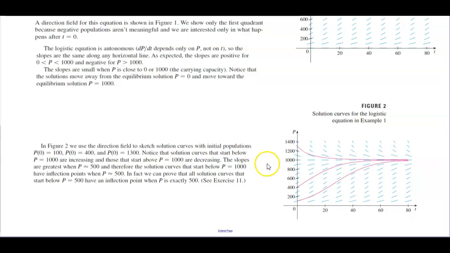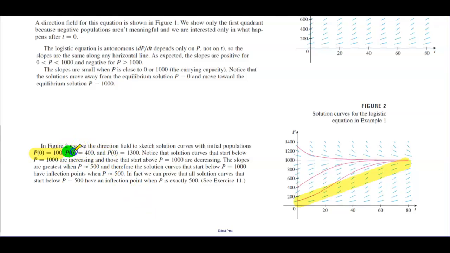Now in figure 2, we use the direction field to sketch solution curves with initial populations P of 0 equal to 1000, P of 0 equal to 400, and P of 0 equal to 1300. So let's go ahead and just take a look at them individually. The first one, it says notice that the solution curves that start below P equals 1000 are increasing. So here you can see how that curve is approaching 1000, so it's increasing.